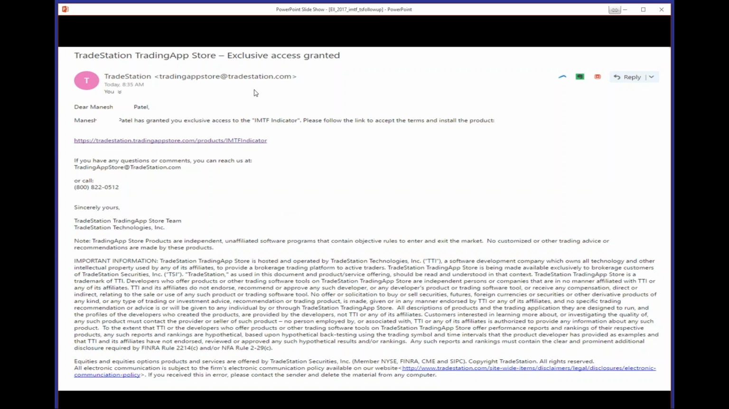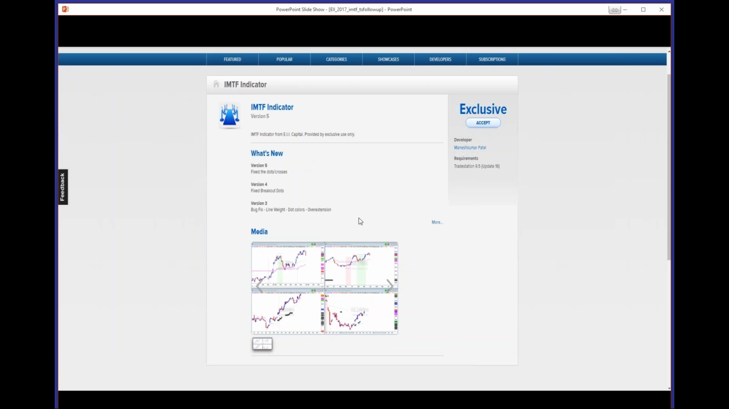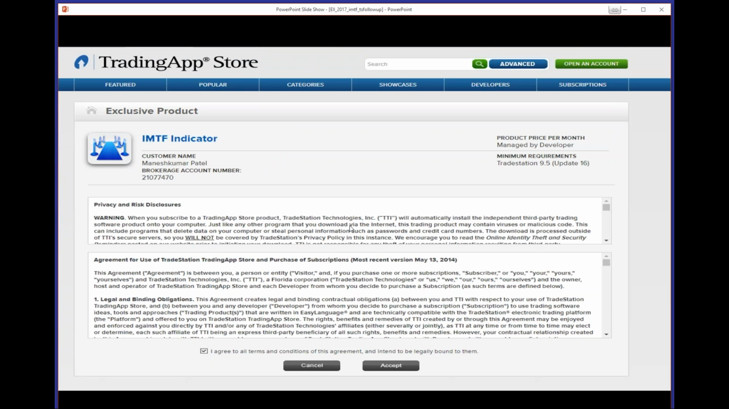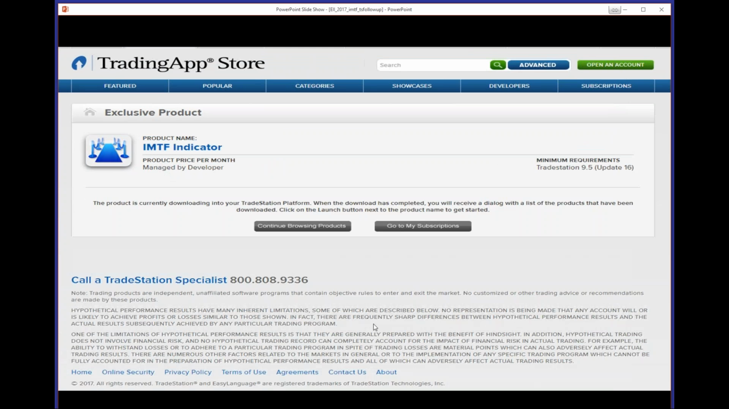When you get activated, then Tradestation will send you an email which basically looks like this. The email will say exclusive access granted, blah blah blah, right there. Once you get this email, click on this URL right there when Tradestation's open. Once you click on it, it will take you to the screen right here. Click on accept. So this is giving you rights to the exclusive IMTF indicator right there. Then it'll take you to this next screen where you have to sign their disclaimer. So click on X right there, click on accept, and at that point you now have access to everything here.